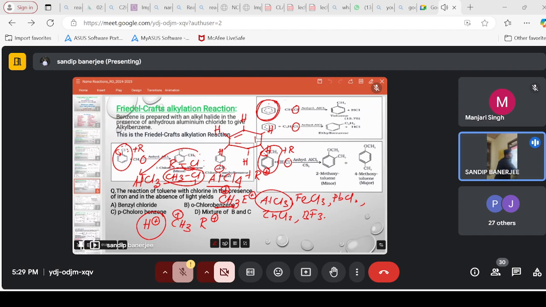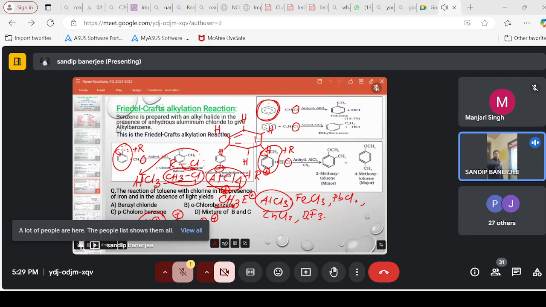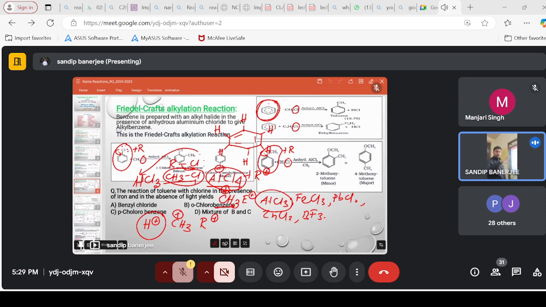That means this AlCl3 is not only acting as a Lewis acid but also acting as the catalyst. It participates in the reaction and is eliminated in the reaction. This is not only a reagent used for the formation of this R plus, but also in the first stage it is introduced, and in the last stage it is eliminated. That means its role is like a catalyst. So this H plus and this Cl minus from AlCl4 minus will combine to form the side product HCl, for each and every case HCl. So this is the reaction.